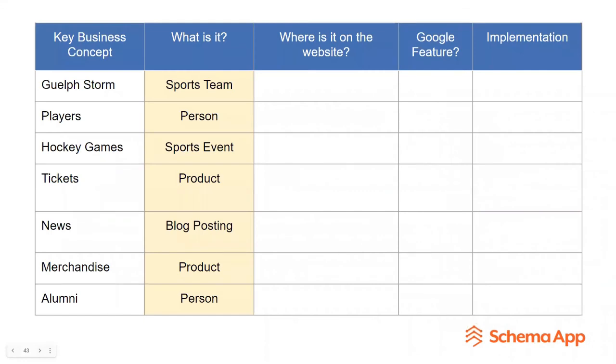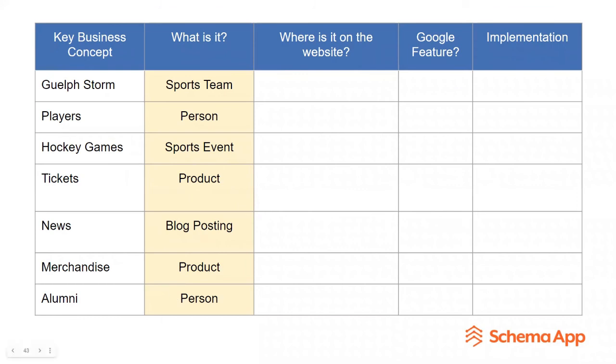So we've gone ahead and done that for each of these. So the Guelph Storm is a sports team. The players are person or people. Hockey games are sports events. Tickets are a product. News is a blog posting. Merchandise are also product, and the alumni are relevant for person schema as well.